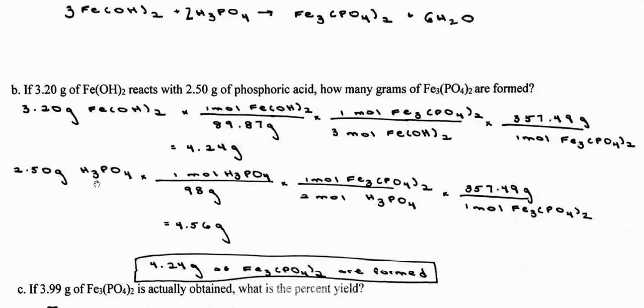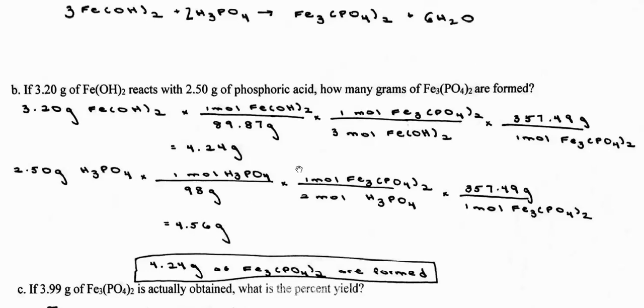You do the exact same thing for H3PO4. If I start with 2.50 grams of this, I first need to go into moles of that. So I put the 98 there, 98 grams, which is the molar mass of H3PO4. Then I get into moles of iron phosphate by putting that on top, and moles of H3PO4 here. And then I go from moles of iron phosphate into grams of iron phosphate. Again, this is the molar mass of iron phosphate, and 98 is the molar mass of H3PO4. So what I get when I do my math is 4.56 grams, and both of these are grams of iron phosphate.